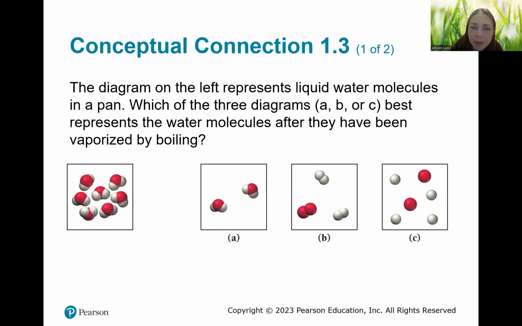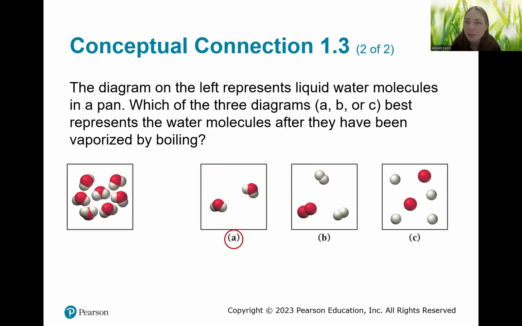So here we have kind of a question that summarizes what we've learned to see if we retain some knowledge here. We have our diagram on the left representing liquid water in a pan. And then we're asked here, A, B, or C would represent these water molecules after they've been vaporized by boiling. So we're looking for just a phase change here, a physical change.